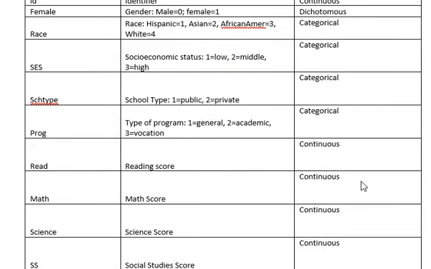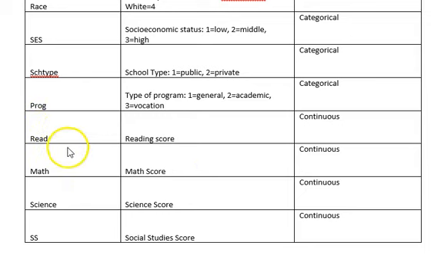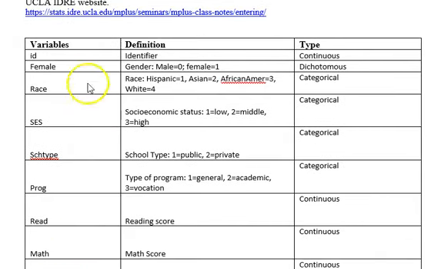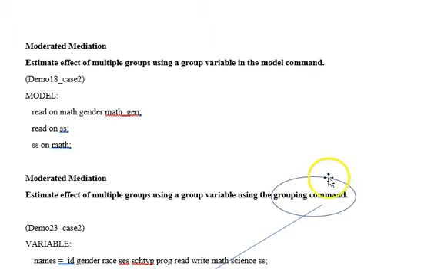and we're going to want to look at a mediation model where we are looking at reading, math, science, and social studies scores, all of which are continuous. And we're going to want to know if this mediation model varies by gender. So we're going to set that up. And to do that, there are two different ways we can look at it. We can estimate the effect of multiple groups using a group variable in the model command.